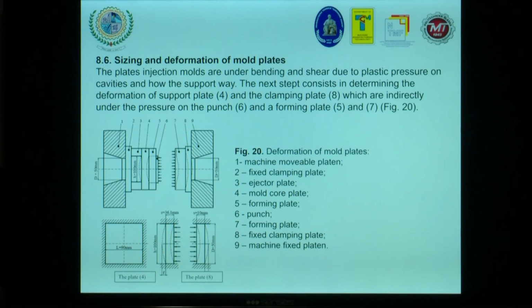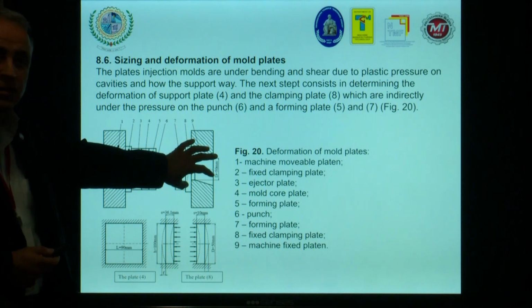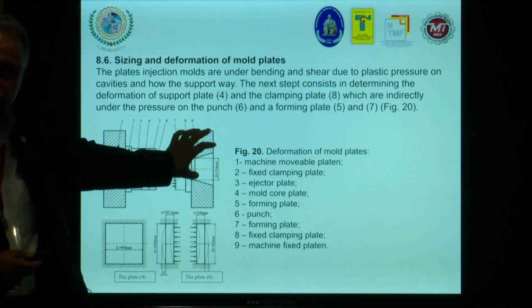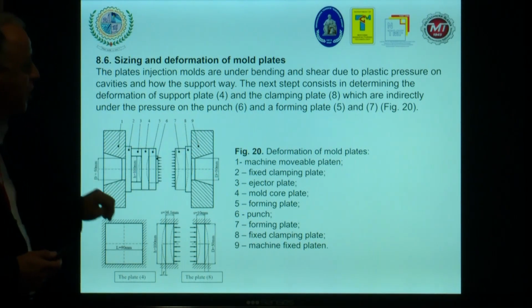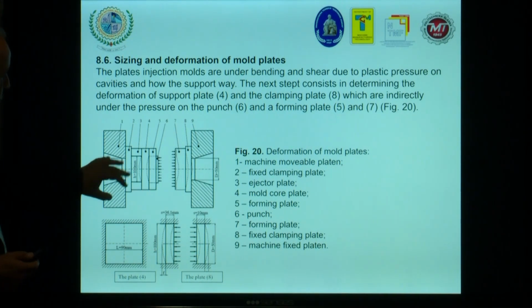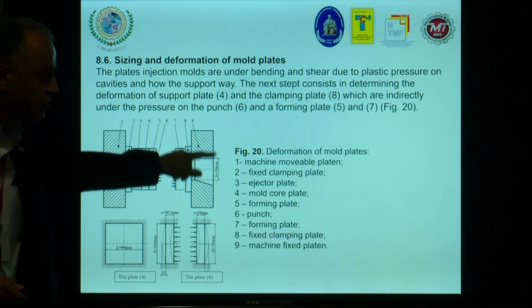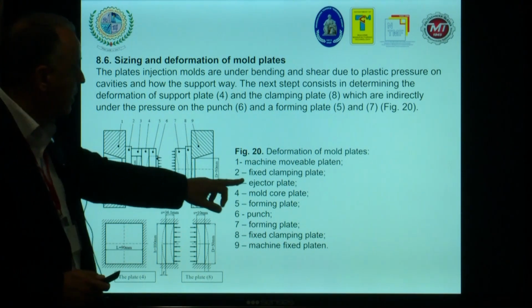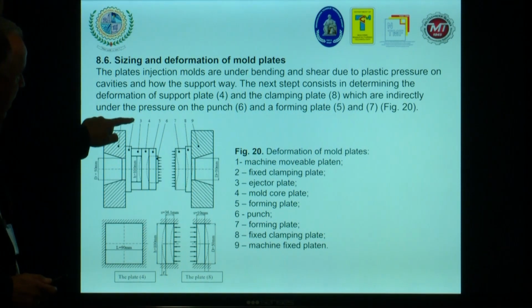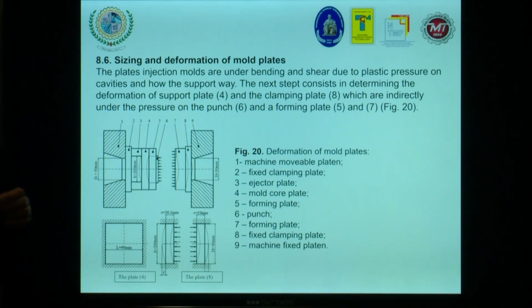Sizing and deformation of the mold plates. I put here some information in order to give a general idea about the main parts, because we have two main parts of the mold. You can see here the machine movable platen, number one, because when the mold opens, only this part will go to the left side. This one is the fixed one. Another one, the ejector plate, number two. Inside of the plate we have another plate with the ejector pins fixed on the plates.